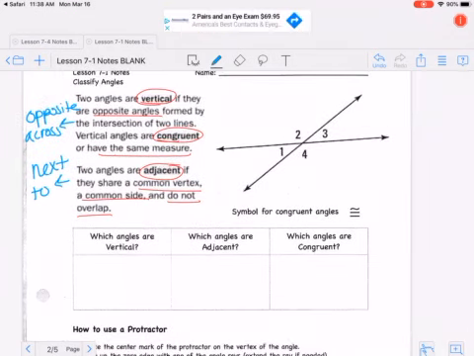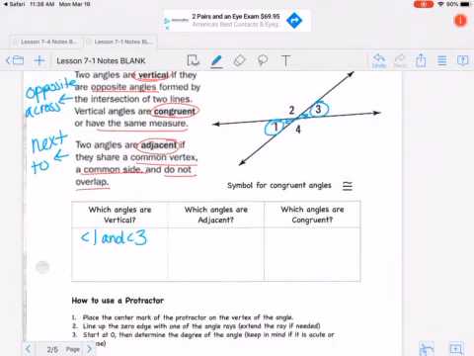Okay, so it says which angles are vertical angles. So if we're going to get started here, it says which angles are vertical. So we would see that angle 1 here and angle 3 are across from each other. So we would say angle 1 and angle 3. Okay, there is another pair, 2 and 4, because they are also across from each other. So angle 2 and angle 4.